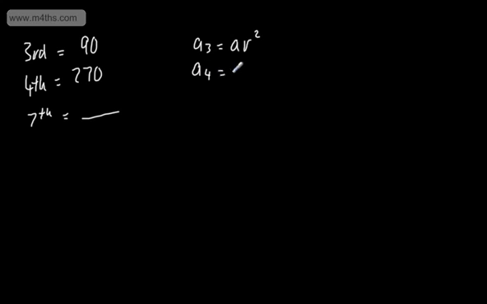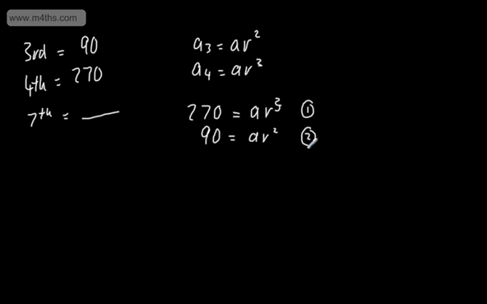If we looked at the fourth term, we could say that this was going to be AR to the power of 3. So let's take that right here and rewrite this. Taking the fourth term, 270 will be equal to AR cubed, that's the fourth. If we look at this one, 90, which is the third, will be AR squared. So let's call this equation 1 and this equation 2.